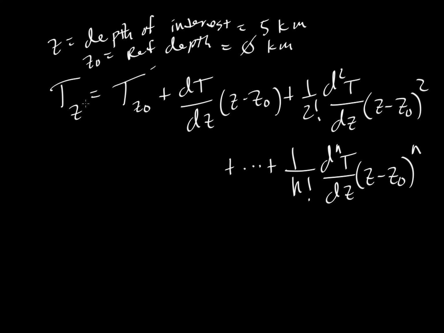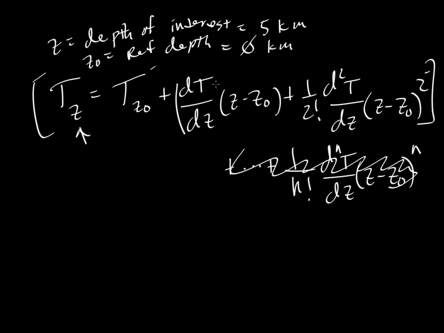Now it ends up that all we need is this quadratic part. These extra terms here we don't really need, so we're going to ignore them. We call it quadratic because we have Z to the second power. And so the trick here, if we want to calculate the temperature at some depth, is simply to identify this first derivative and this second derivative.